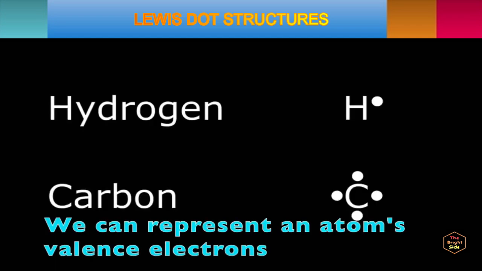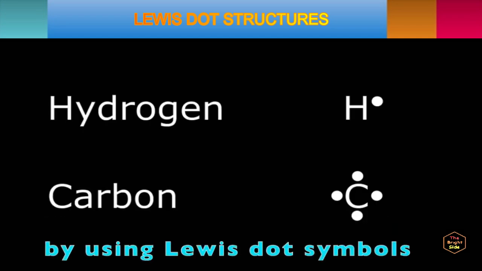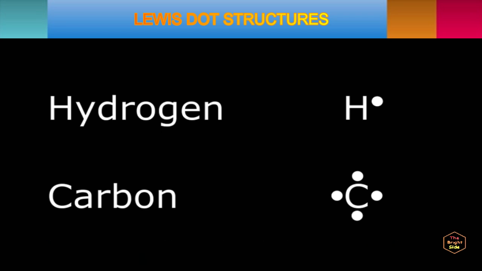Now let's talk about Lewis dot symbols. We can represent an atom's valence electrons by using Lewis dot symbols, and these consist of the symbol for the element surrounded by dots. Each dot represents an electron, and the Lewis dot diagram represents the number of valence electrons that a particular element has.